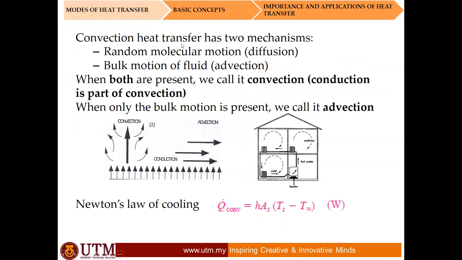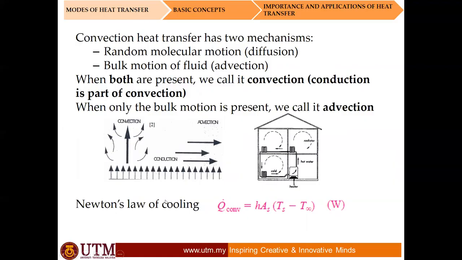So convection heat transfer has two mechanisms: random molecular motion, or diffusion, and bulk motion of fluid, or advection. When both are present, we call it convection. So basically a combination of conduction and advection. We have conduction over here and we add advection. The combination of these two gives us convection.